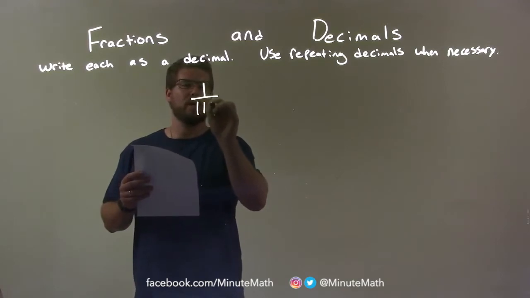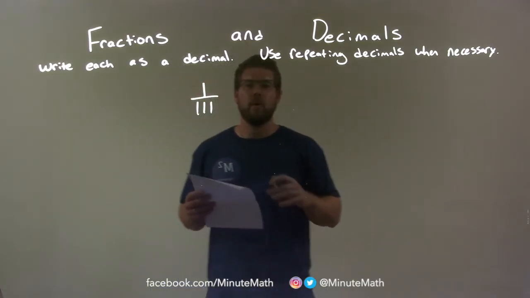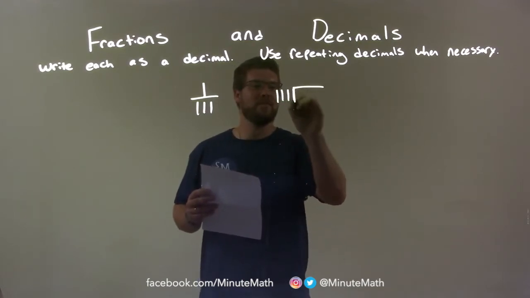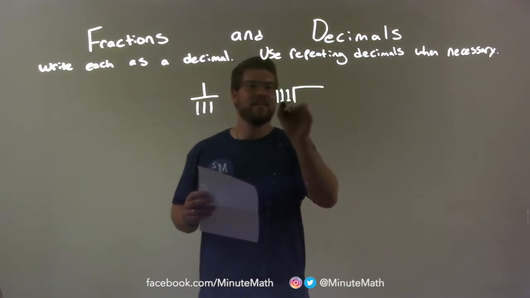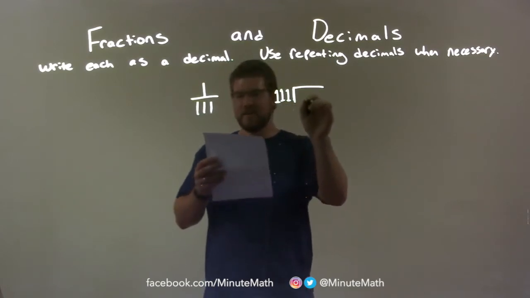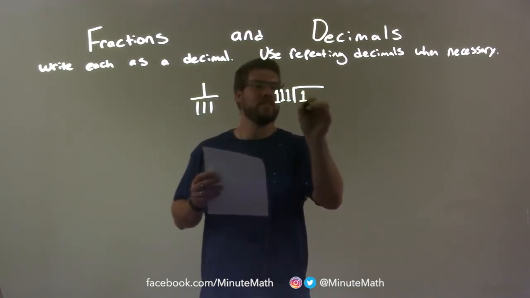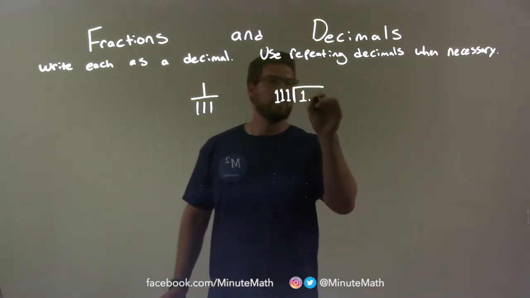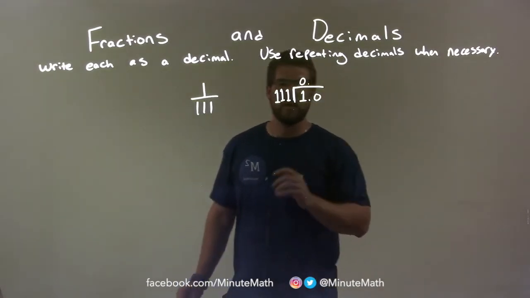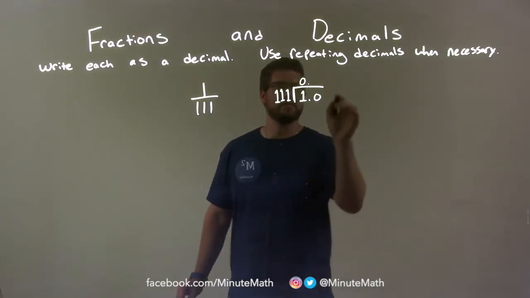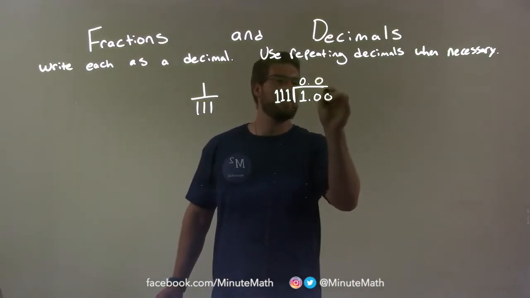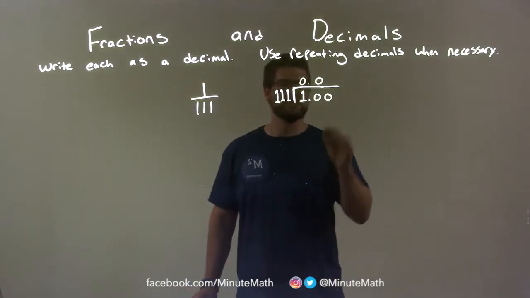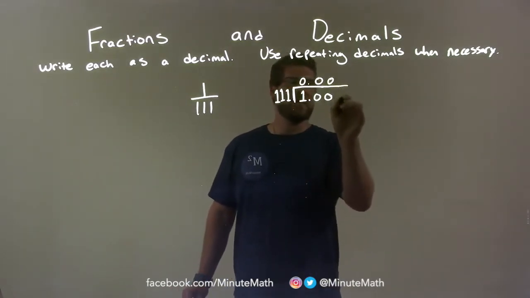1 over 111. Well, we write this with long division. So we have 111 goes into 1. Be careful, right? Well, 111 can't go into 1, it's too small. So we have 10. Can 111 go into 10? No, it's too small. So we add another 0. Can 111 go into 100? No, 100 is still too small. We add another 0 here.